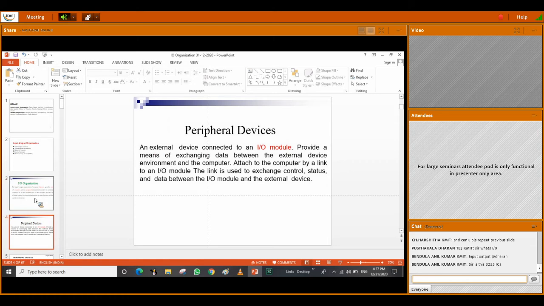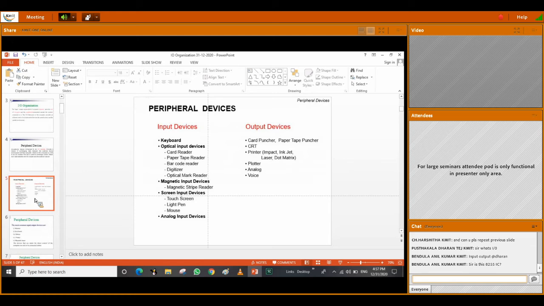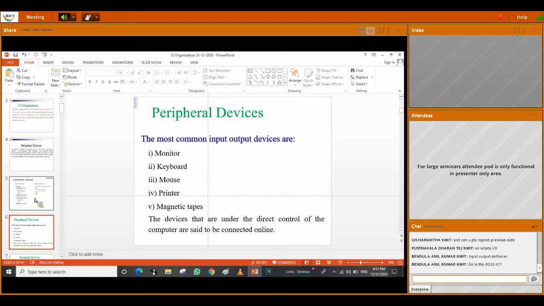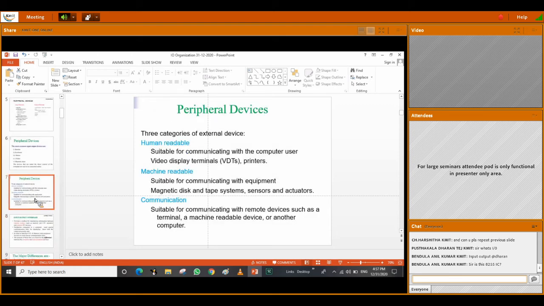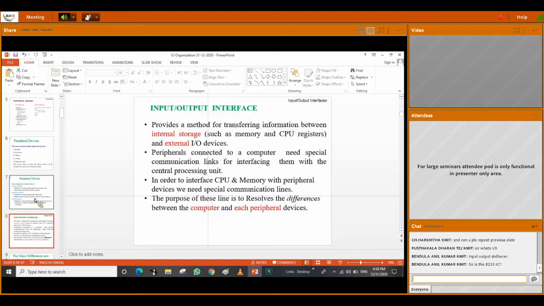And what are peripheral devices? These are the input devices: keyboard, optical input devices, magnetic input devices, screen input devices. Output devices: card puncher, paper tape puncher, CRT, printer. These are the major input and output devices. Peripheral devices are human readable, machine readable, and for communication.